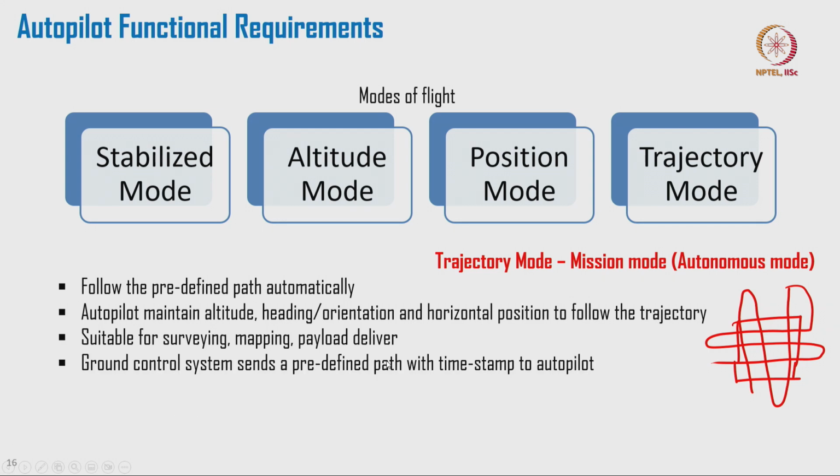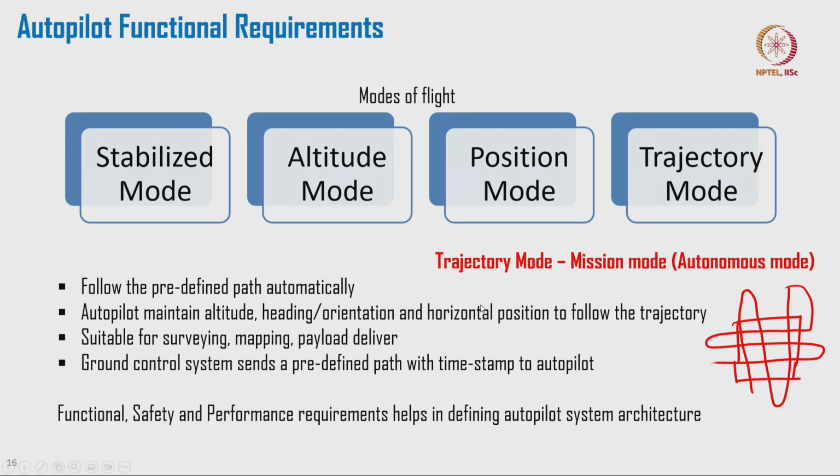The ground control system sends the predefined path with a timestamp to the autopilot: what time you want to be at what position. That will define the velocity at which you want to go from point A to point B, and what rate of turn you are looking for. All that will be given from the ground station and loaded into the autopilot, and the autopilot simply follows the command and takes care of the necessary position, altitude and heading corrections.